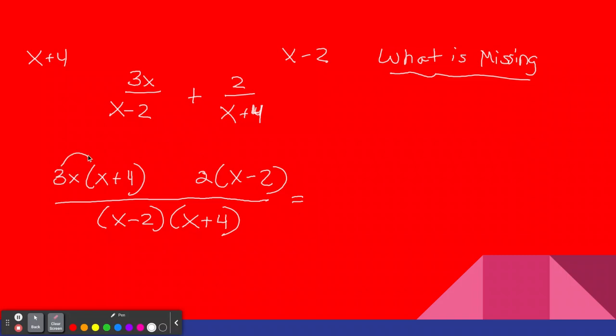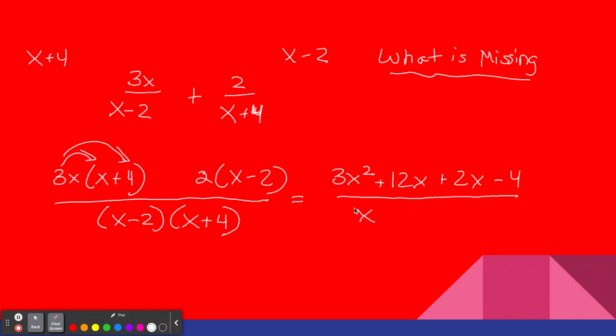So if we distribute this, and be careful, so easy to make mistakes. What do we get? We get 3x squared, because 3x times x is 3x squared. 3x times 4 is going to give us 12x. 2 times x is 2x, plus 2x. And 2 times negative 2 gives us negative 4.